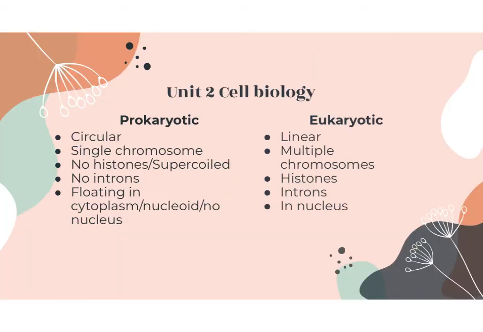In Unit 2, we talked about cell biology, which is a great time for us to point out and remember the differences in the nucleic acids and the structure of those in both prokaryotes and eukaryotes. Prokaryotic DNA is circular, and it is made up of a single chromosome. This single circular chromosome doesn't have any histones, which are the proteins that are used in eukaryotic cells to help organize and store the DNA. Prokaryotes don't have any of these.